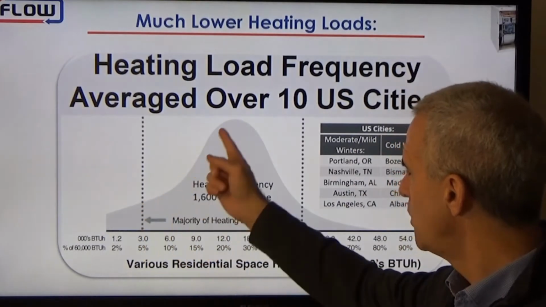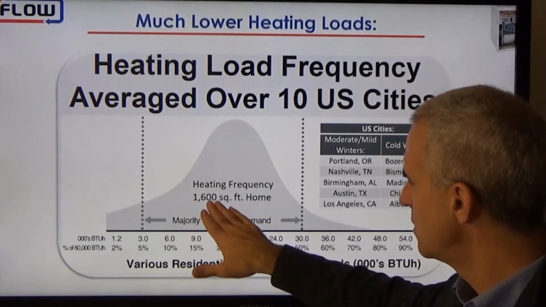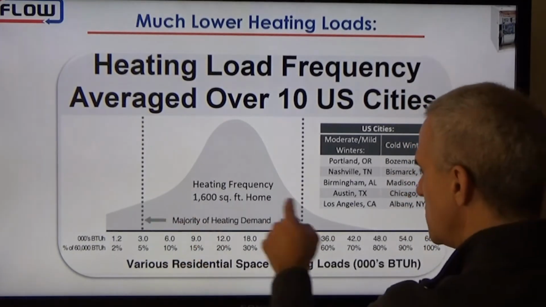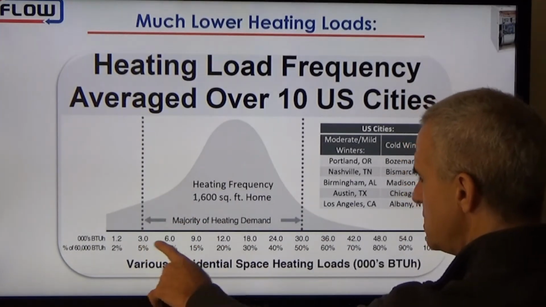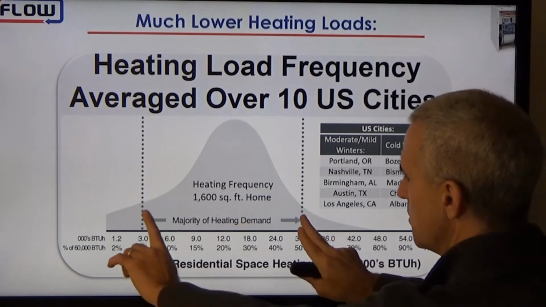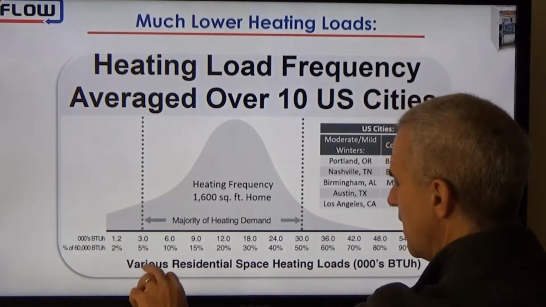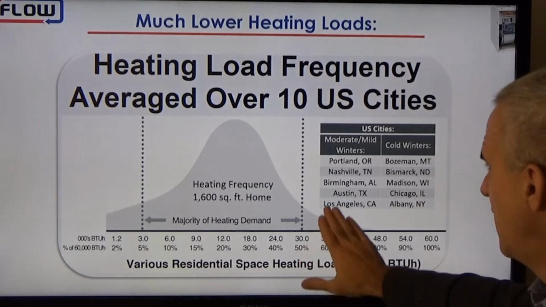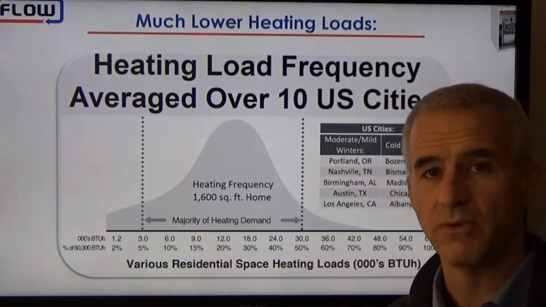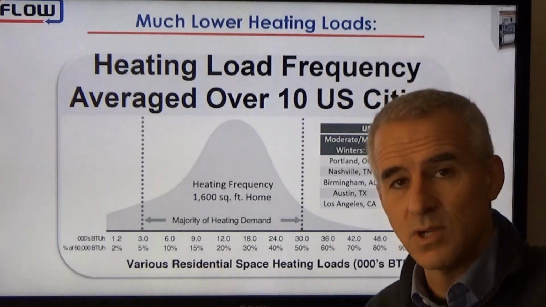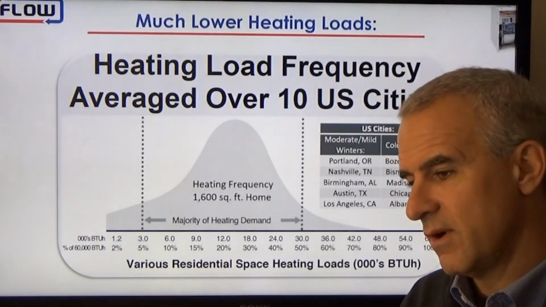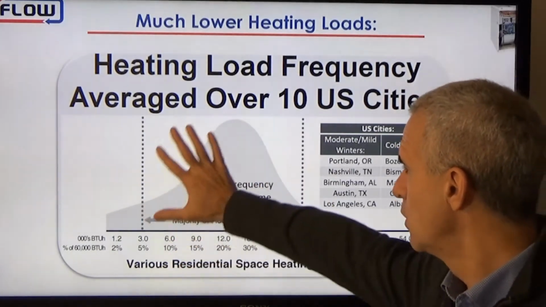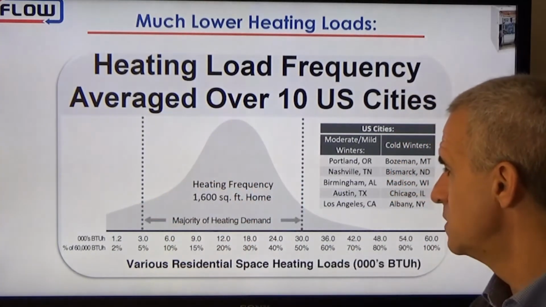What we find is when we average those out, again for a 1,600 square foot home, this is where our distribution comes in. So if we look between the dotted lines, 3,000 BTUs to 30,000 BTUs is where the majority of the demand is. And that's 5% to 50% of a 60,000 BTU furnace. So we know that it has to operate well from that 5 to 50% range, because that's where most of the heating is going to be.